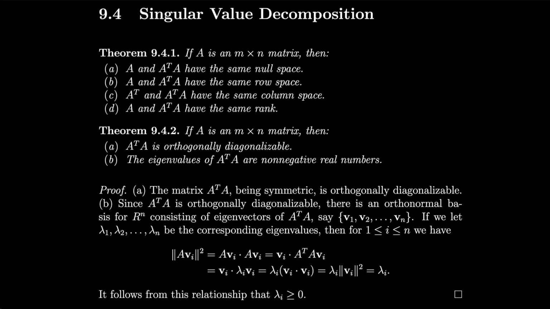So then we have the lambda i factoring out. So we have lambda i times vi dot vi, which is lambda i times the length of vi squared, and that's 1 because the basis is orthonormal, so we just have lambda i. So that means that lambda i must be greater than or equal to 0 because it's equal to the length squared.